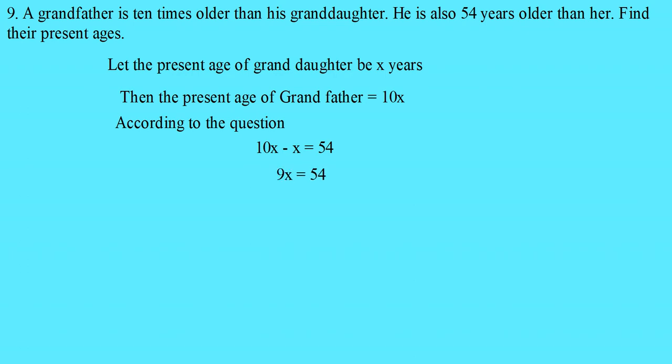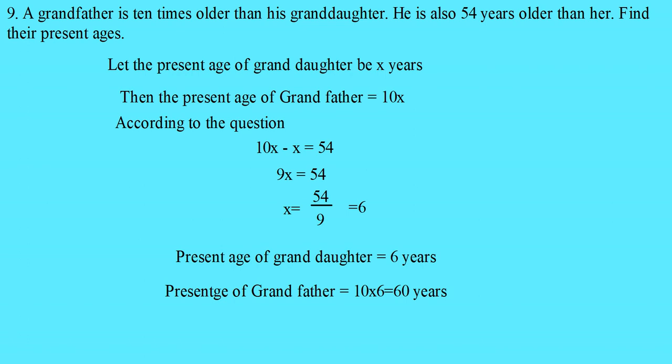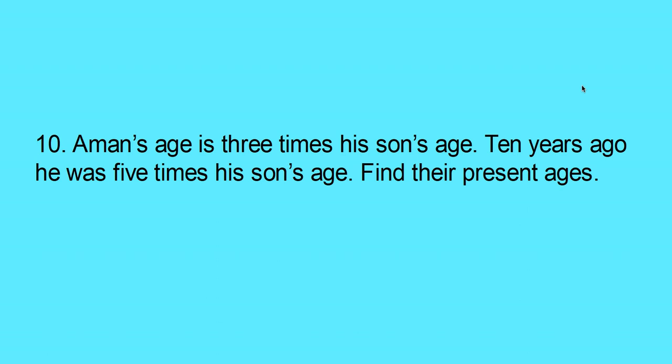This is very simple to solve. 10x minus x is equal to 9x. 9x is equal to 54, and x is equal to 54 by 9. It is equal to 6. Therefore, you can write the conclusion as age of granddaughter is 6 years and age of grandfather is 10 into 6, that is 60 years.